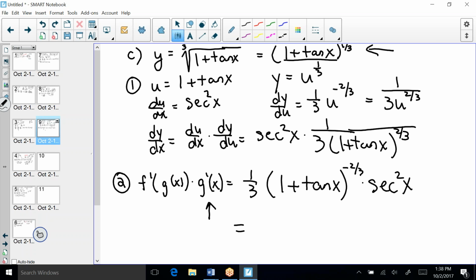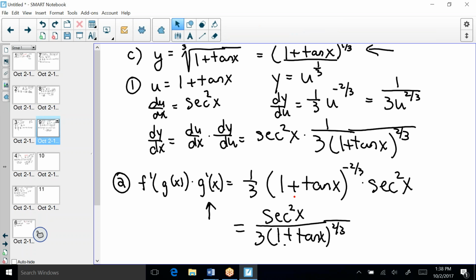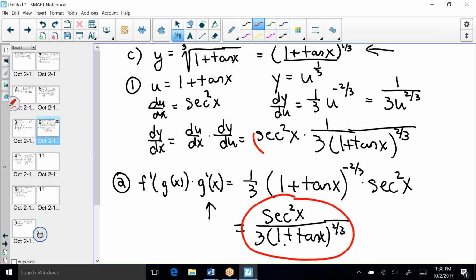And we can write this with a positive exponent if we want. We can write this as secant squared of x divided by 3 times 1 plus, oops, this should be a 1. Okay, 1 plus tangent of x to the 2/3 power, since we're moving that into the denominator. But the same answer that we got before. So you can write it like this or like this.